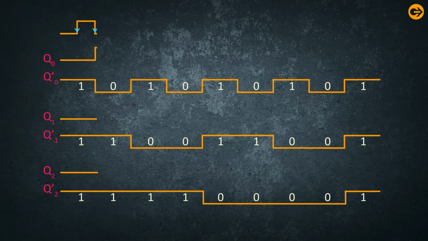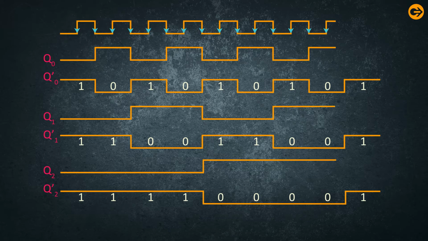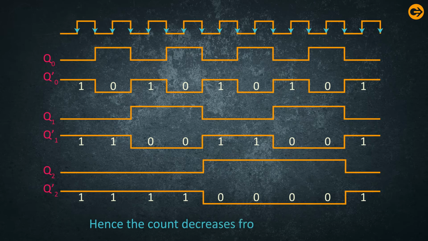Now, as we have known from the up counter, at every negative edge of the clock pulse Q0 changes its state. Similarly, for every negative edge of the Q0 output, the Q1 changes its state, and so on. Similarly is the case for Q2. Now, we see that the complements of the corresponding outputs of the flip-flops are of the fashion Q bar 2, Q bar 1, Q bar 0 equal to 1, 1, 1, which is equal to 7. Hence, the count decreases from 7, 6, 5, 4, 3, 2, 1, 0 and again 7, and so on with each clock pulse.